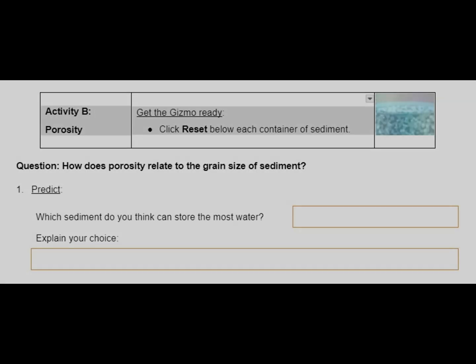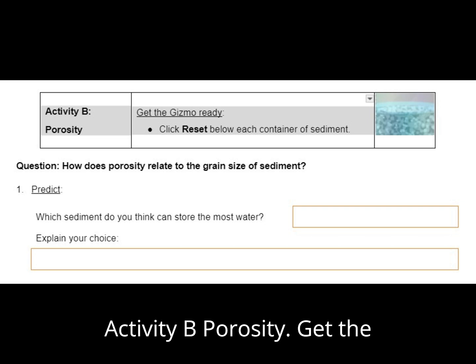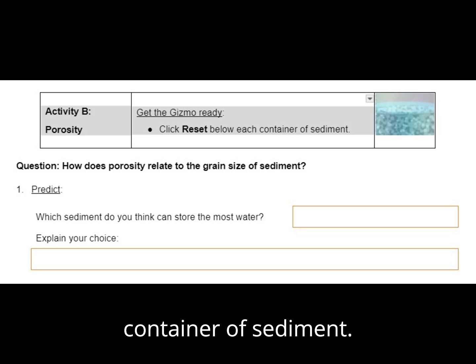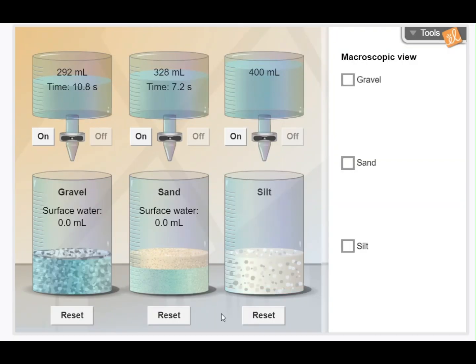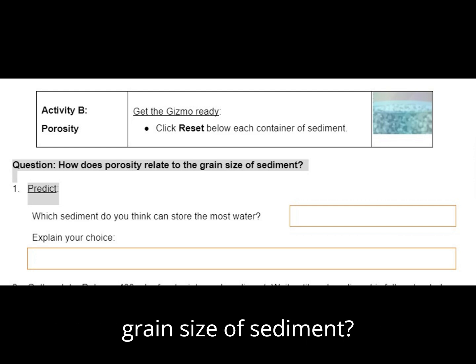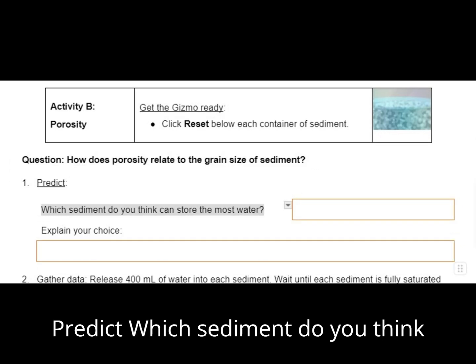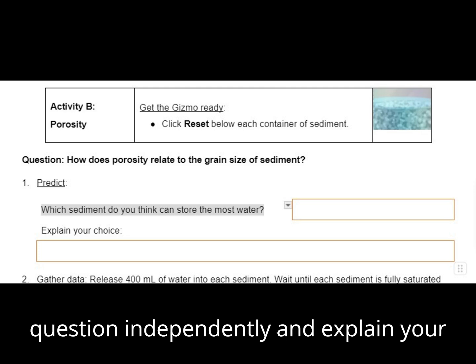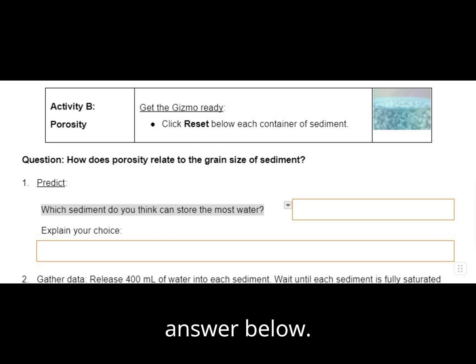Activity B, Porosity. Get the Gizmo ready. Click Reset below each container of sediment. Question: How does porosity relate to the grain size of sediment? Predict: Which sediment do you think can store the most water? Answer this question independently and explain your answer below.